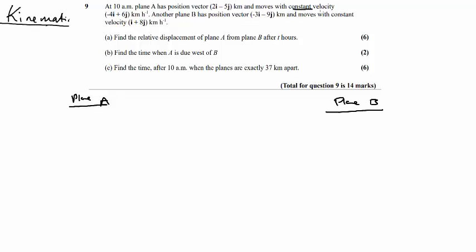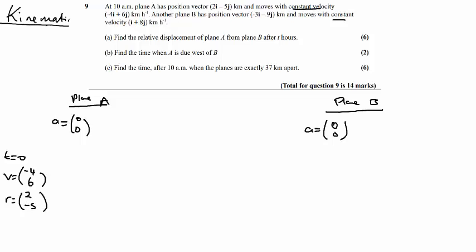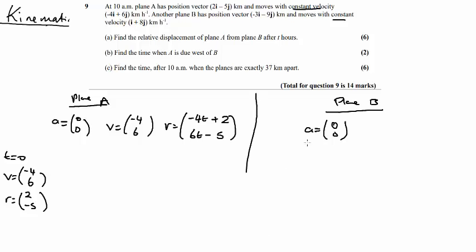Moves with constant velocity. That one moves with constant velocity. So we know for both of them, a equals 0, 0. Plane A, what do we know? At t equals 0, we know its velocity. It's minus 4, 6. We know it's at the position vector of 2, minus 5. Let's build the velocity. There you go. That one's done.